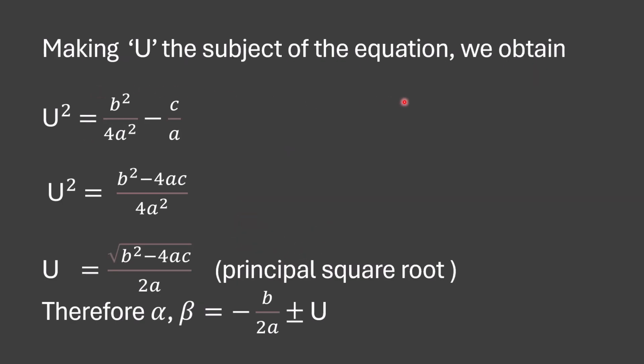So we'll make u the subject of the equation. We obtain this. Then we simplify, and then we take the square root of both sides. So u is equal to the square root of b squared minus 4ac, over 2a. We're interested in the principal square root because u is a distance, a positive number. So we take only the positive square root, which is the principal square root. So we combine alpha and beta, so we have plus or minus u, which is this.